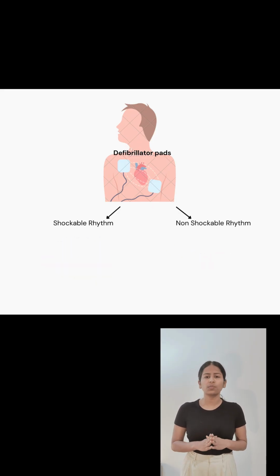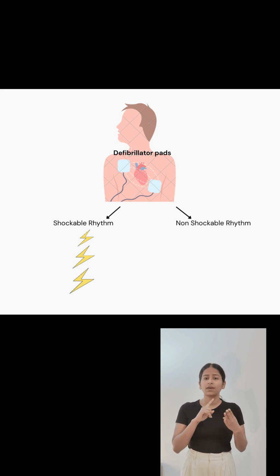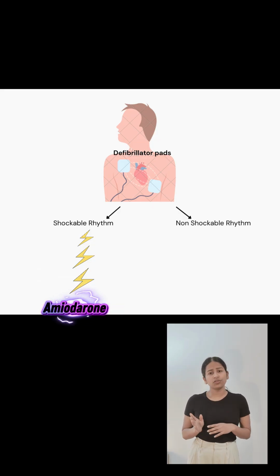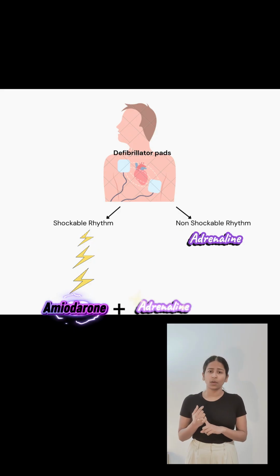Now let's see at what point we use them. In shockable rhythm, you shock them, you wait for 2 minutes, check the rhythm. If shockable, shock them again, wait for 2 minutes, check the rhythm, shockable, shock them again. So after 3 shocks, that's when you give them amiodarone. In non-shockable rhythm, you give them adrenaline at the very first point, when you know that they're in non-shockable rhythm.